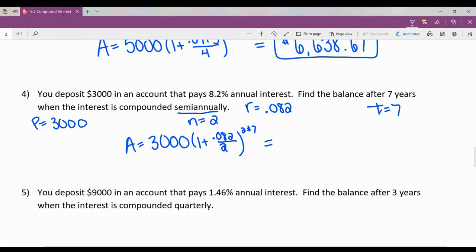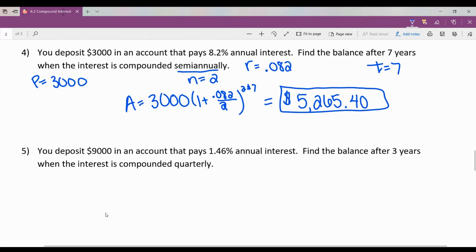So that's going to equal, all right, so now I'm taking my calculator. I'm going to do 0.082 divided by 2, add 1 to it, then we're going to raise that to the 2 times 7, which is 14, so raise it to the 14, times 3,000. And that equals, oh, so that was a great interest rate, 8%. $5,265.40. All right. Now on to the last one.